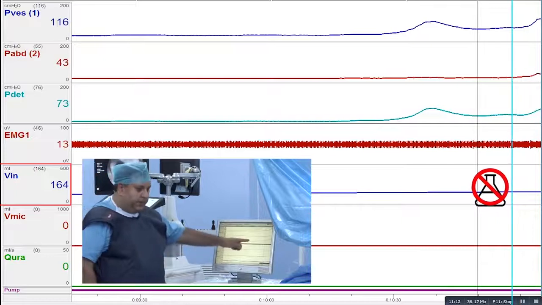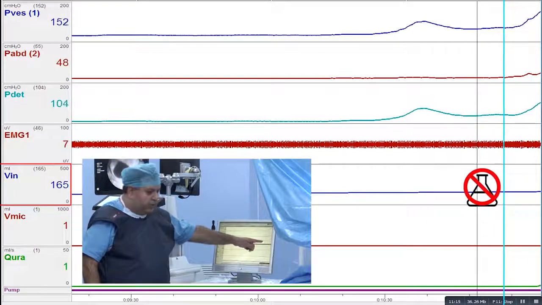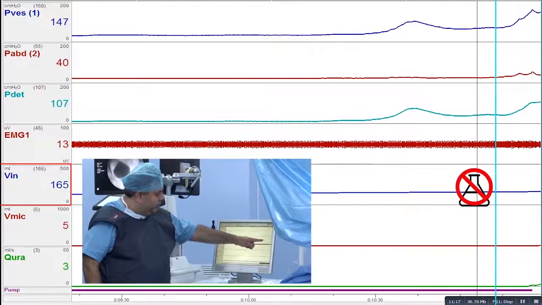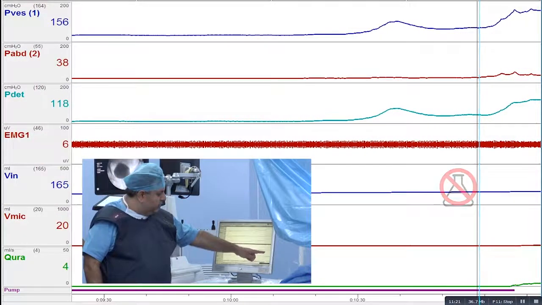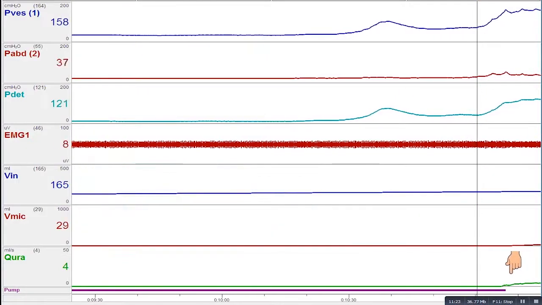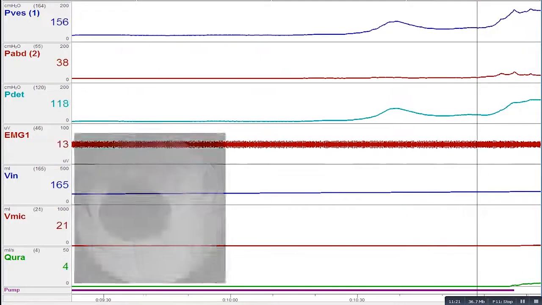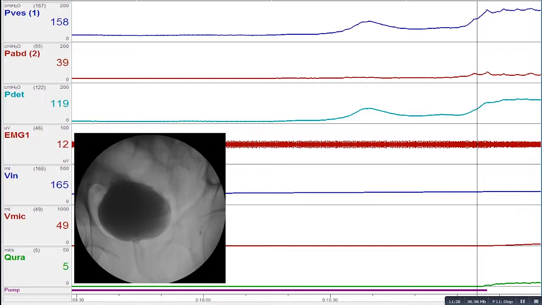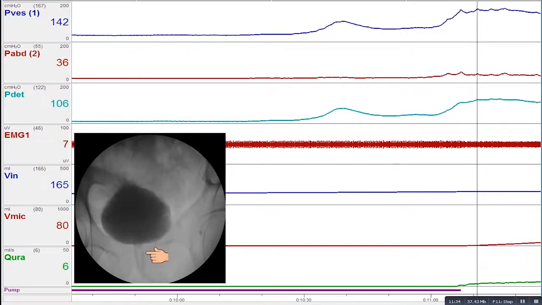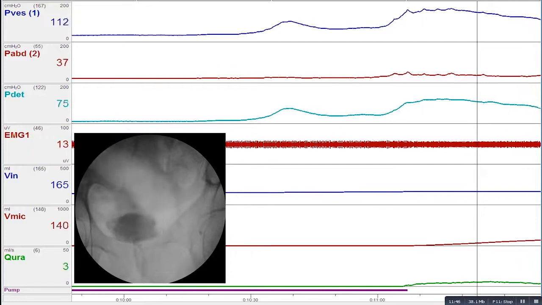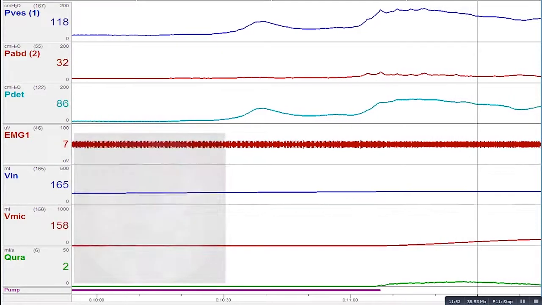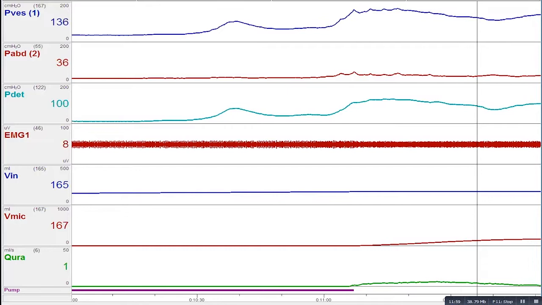The pump has stopped, but the patient has not been able to control. The detrusor overactivity continues, and we now see that the patient is also leaking urine. On the video, we can see that the bladder outline is trabeculated, and this is the posterior urethra. The detrusor overactivity has resulted in the patient emptying to completion, albeit with a low flow.